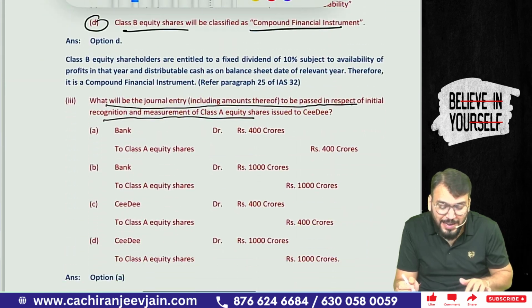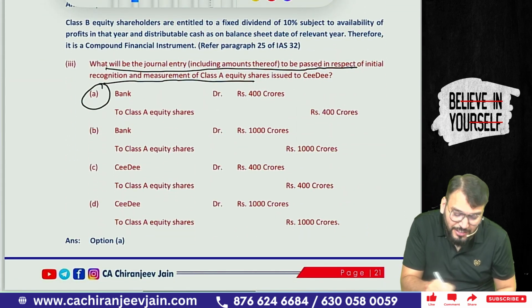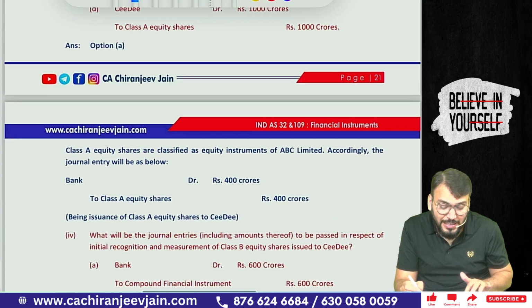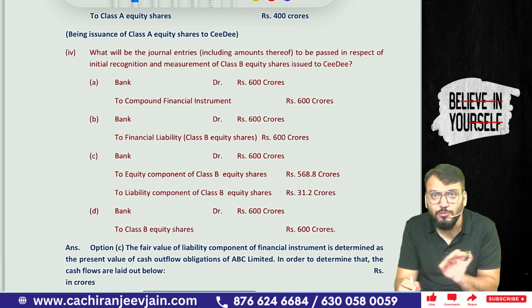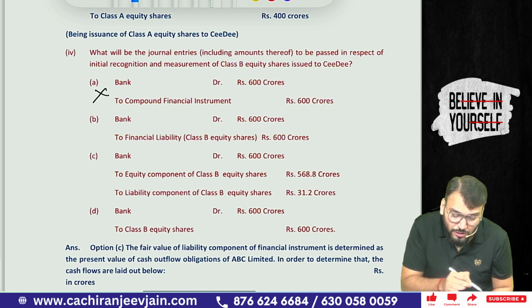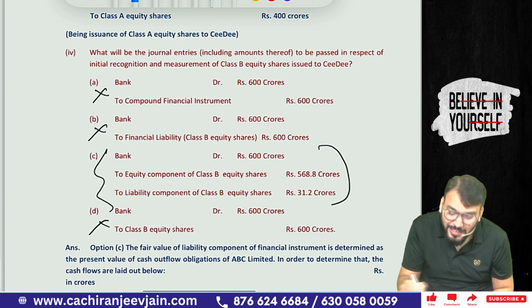So it will be bank account debit to equity. So option number A is correct. Very easy. But can I say in Class B, what is the journal entry? It will be bank account debit to financial liability to equity instrument. So you can see option number A is wrong, option number B is wrong, option number D is wrong. So option number C is the only correct one.